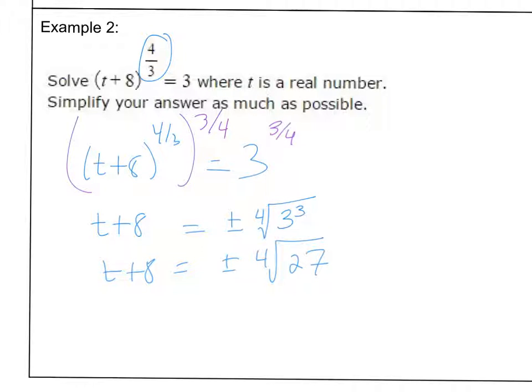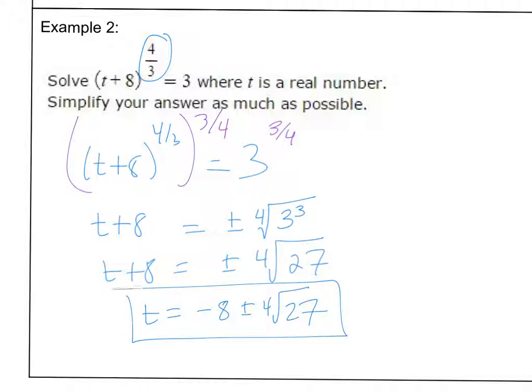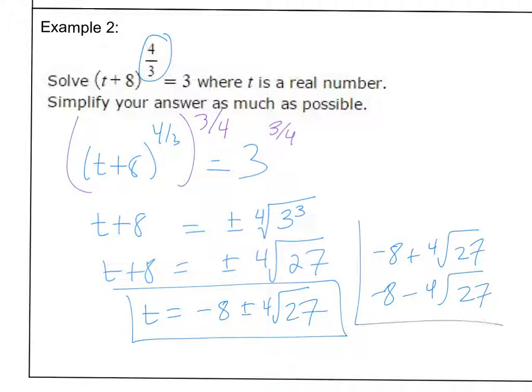I'm not done solving the problem just yet. I still have to get the t by itself, so I'm still looking over here and saying, okay, there's an 8. So I'll go ahead and subtract 8 from both sides. And most people write this like -8 plus or minus the 4th root of 27. So we have two answers here. One of the answers is -8 plus the 4th root of 27. And the other answer is -8 minus the 4th root of 27. That's how that's going to go.